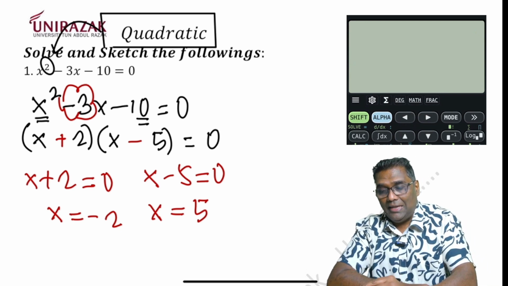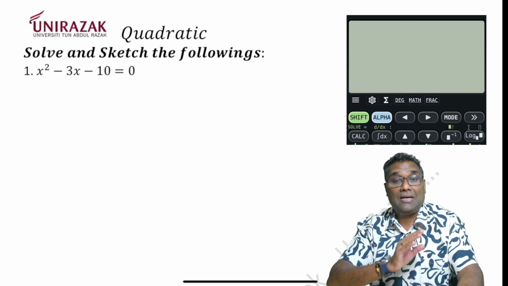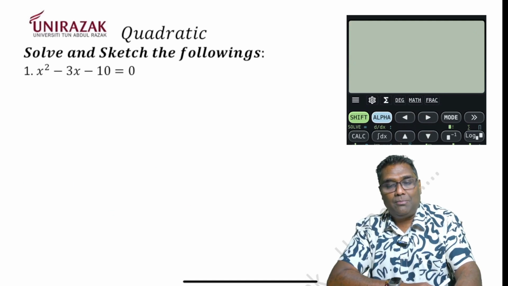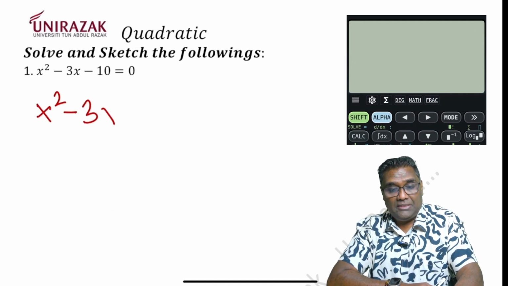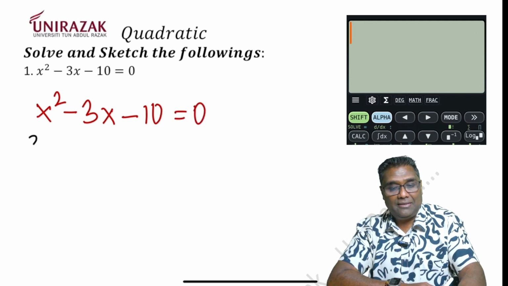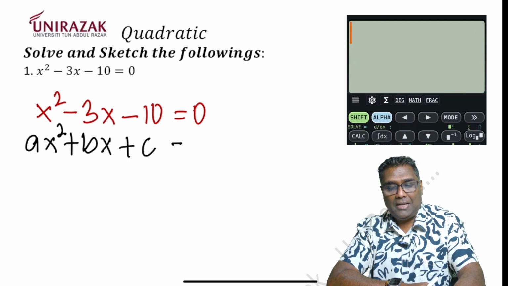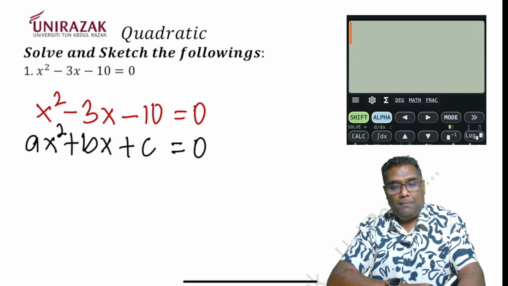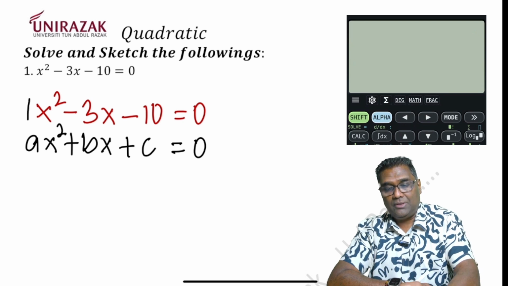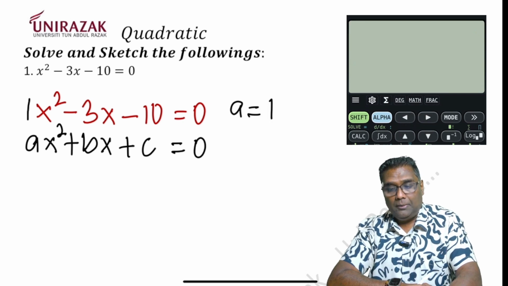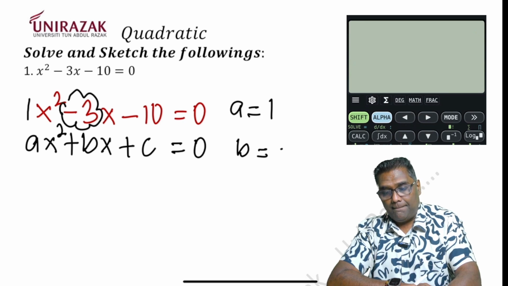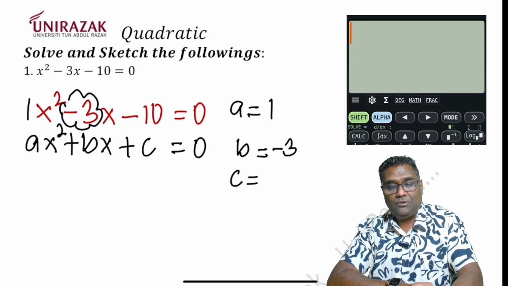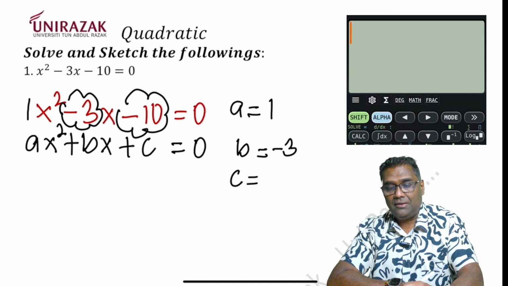So this is what I am going to do. I'm going to use the calculator and I'm going to cheat smartly. We call it cheating smartly. So what am I going to do? I'm going to bring in the standard quadratic, ax squared plus bx plus c equals 0. Plug out a. The value next to the x squared is 1. b, the value next to the x, is negative 3. And c is negative 10.